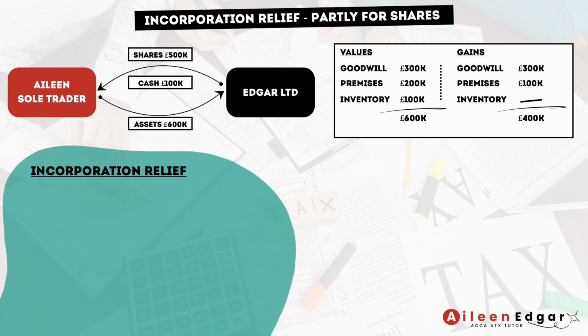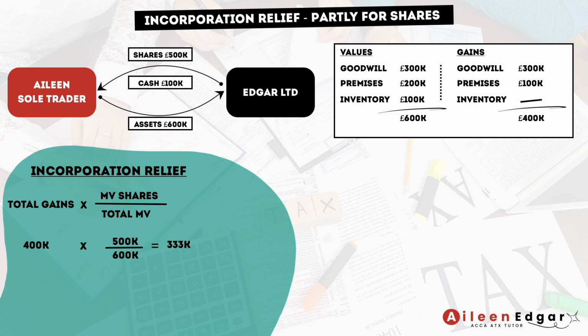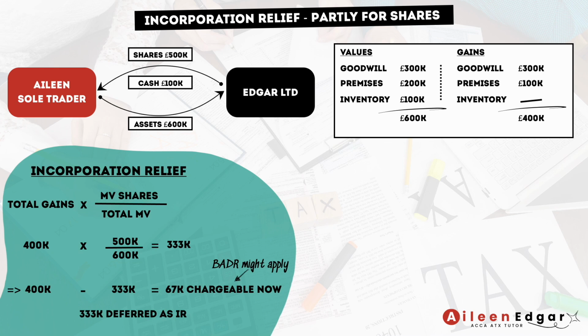Now, I'm afraid you are going to have to memorise this. You're not going to see this on your tax tables in the exam. So we take the total gains amount, which in our case is 400,000, and we multiply that by the market value of the shares that we got when we incorporated the business, so that was 500,000. And we divide that by the total market value of our assets at the time of incorporation, which was the £600,000. Now, this gives us an amount of £333,000. So that tells us that we're allowed to defer 333,000 of the gain using incorporation relief, and the remaining 67,000 of the gain is going to be chargeable to capital gains tax now at the time of incorporation.